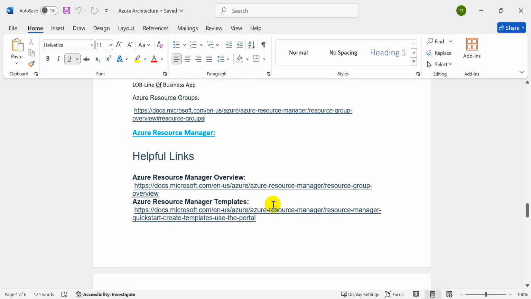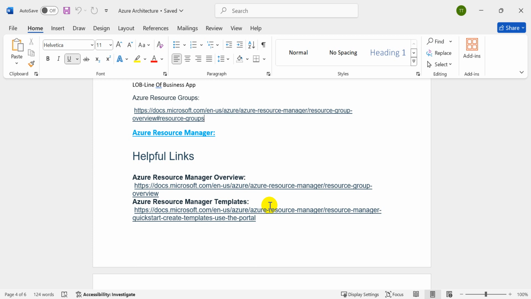What are the benefits of ARM? Consistency: ARM provides a consistent way to create, deploy, and manage Azure resources. Automation: ARM enables you to automate the deployment and management of your infrastructure. So central management, and you can do automation. You can also do tagging: ARM enables you to tag your resources, making it easier to organize, track, and manage them.